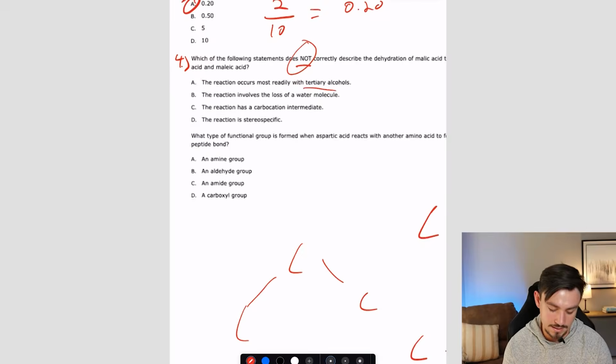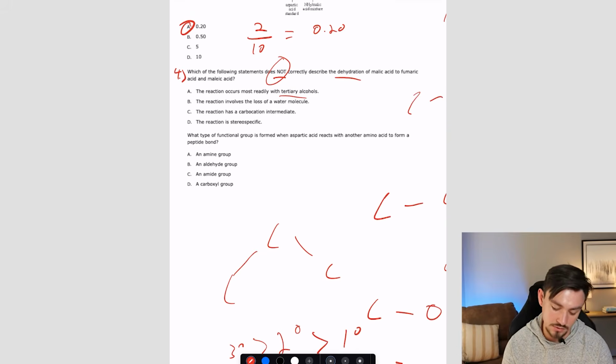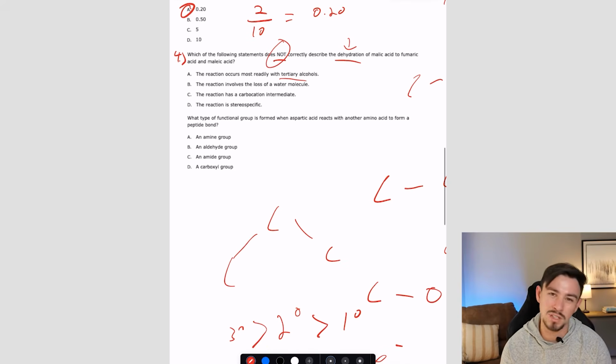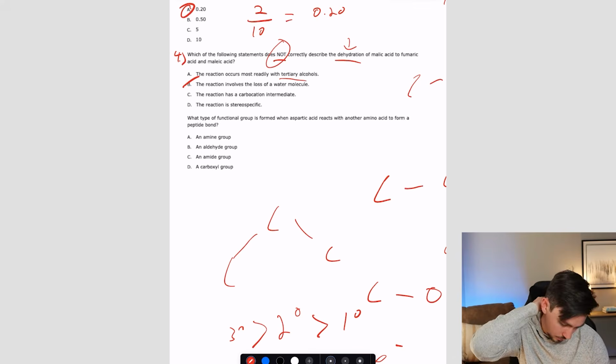Maybe not A, because I would think that a tertiary alcohol would actually dehydrate really quickly. And the question's asking which of these is false about the dehydration, which could be considered which of these would make the dehydration more difficult. So maybe not A, but we'll leave it in just because I'm not 100% sure. B says the reaction involves the loss of a water molecule. It's a dehydration reaction, right? So that one's pretty easy to rule out.